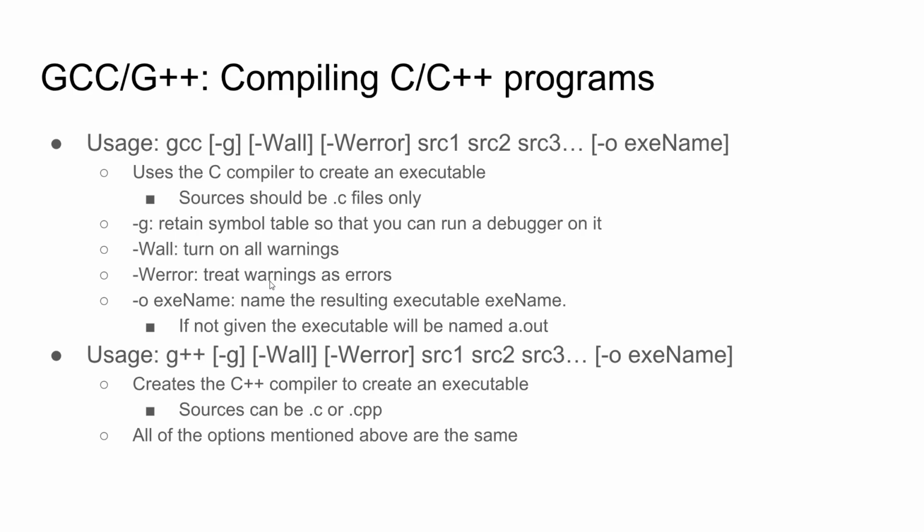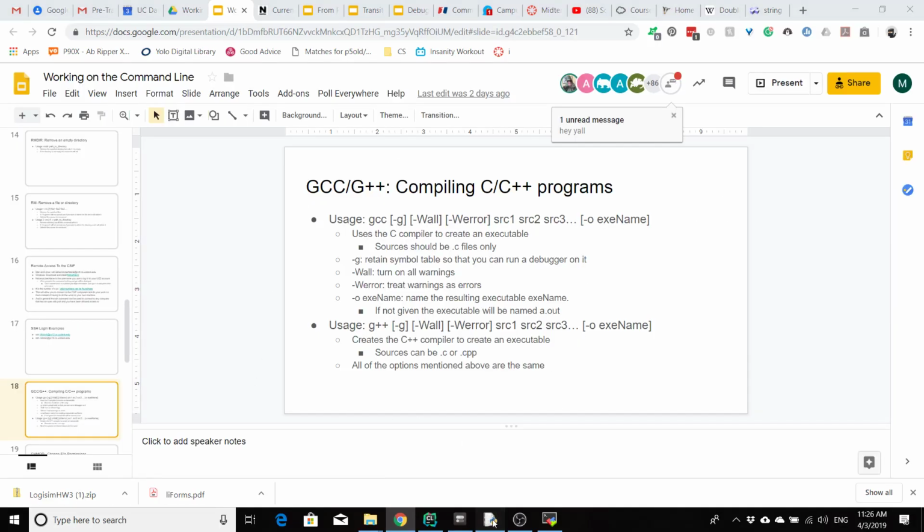So gcc is for C, g++ is for C++. The options here: -g means retain the symbol tables, so that you can debug your code later on and still have that information there. -Wall means turn on all the warnings, so the compiler will tell you everything that looks suspicious to it. And the other option is to treat the warnings as errors. Warnings are things that the compiler thinks look wrong, but it can still translate into machine code.